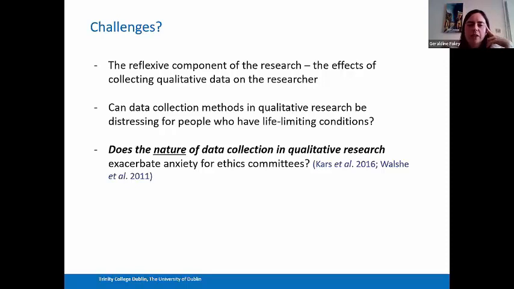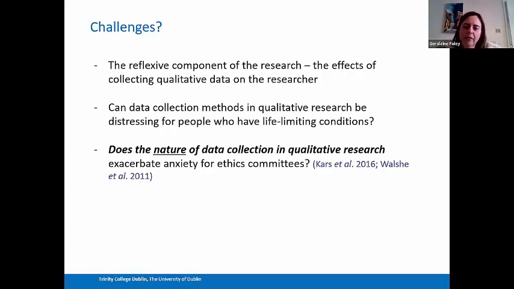There are wider issues, and there have been papers written on this. People have different opinions. Can data collection methods in qualitative research, given the nature of what they are, usually interviews, in-depth interviews, focus groups, observation, be more distressing for people who have life-limiting conditions? I'm not saying they are, I don't believe they are, but these are things that people have different opinions on.